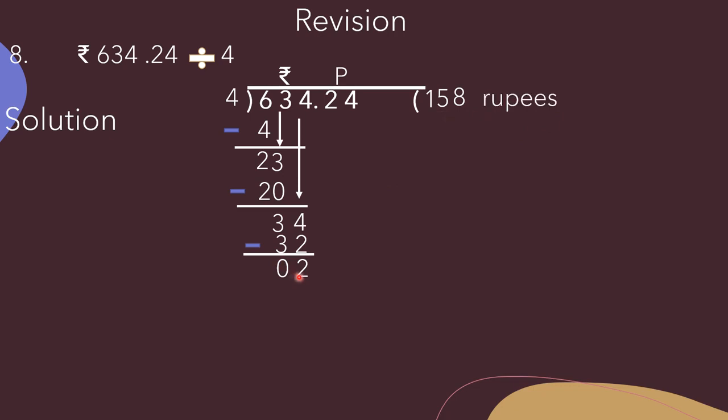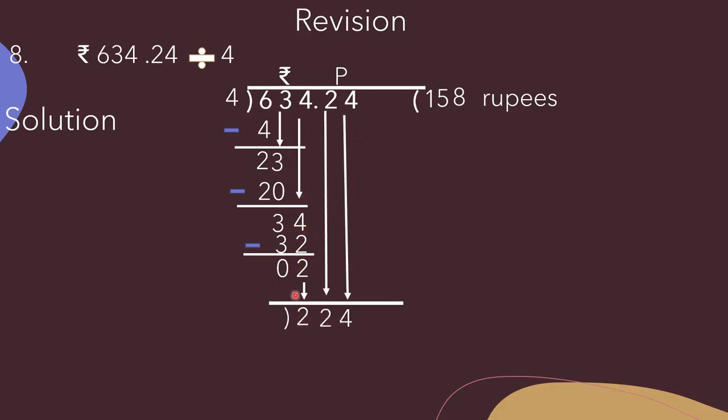Now we will bring down this 2 because 2 is smaller than 4, means smaller than the divisor. So what we will do? We will bring down this 2 with the paise column. Here we will bring down this 2 and we will bring down the paise also, and that is 2, 4, 24. So now the number becomes 224. Now we have to divide it by 4.